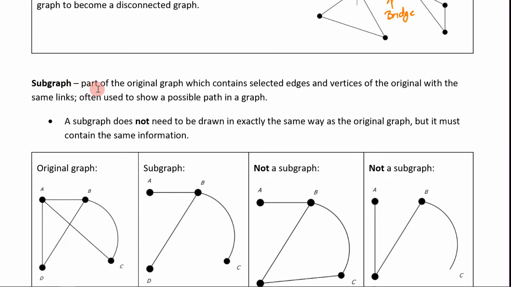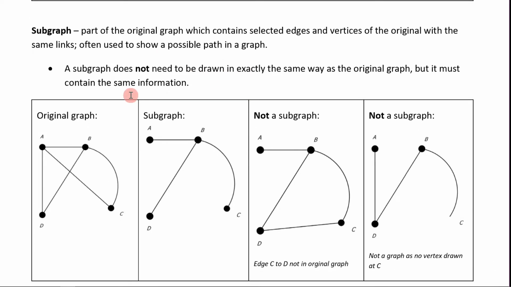A subgraph, part of the original graph which contains selected edges and vertices of the original with the same links, often used to show a possible pathway in a graph. So a subgraph does not need to be drawn in exactly the same way as the original graph, but it must contain the same information.